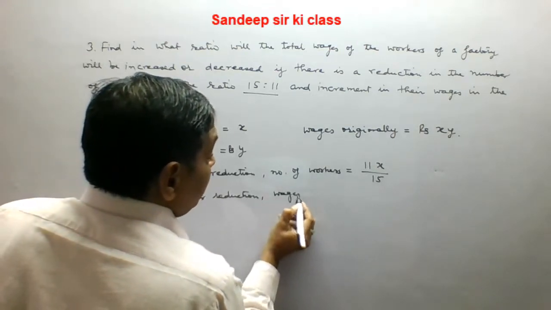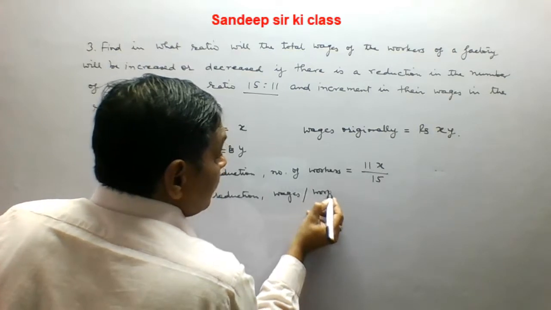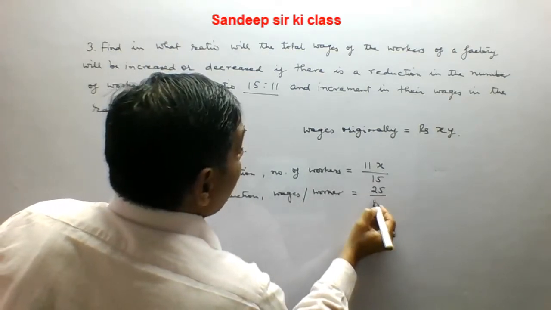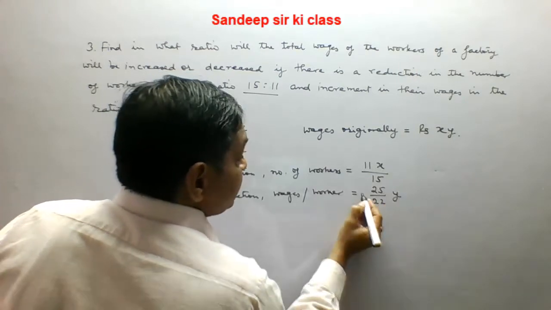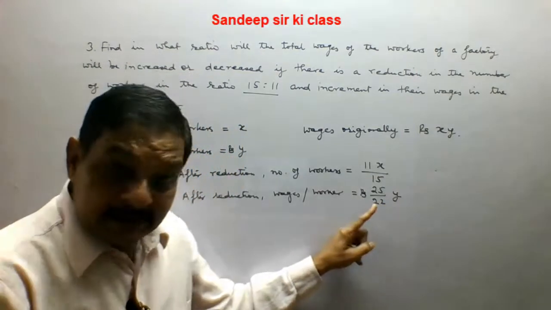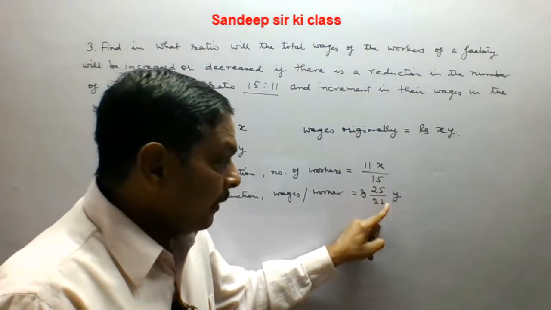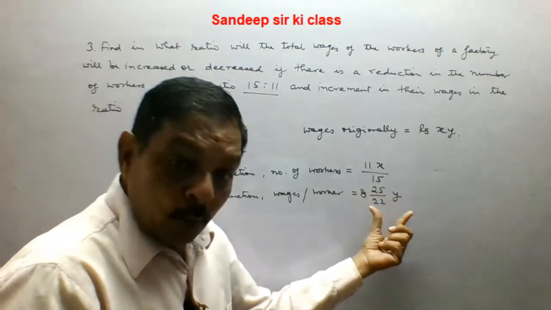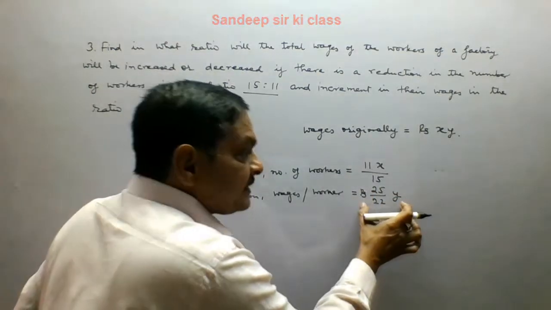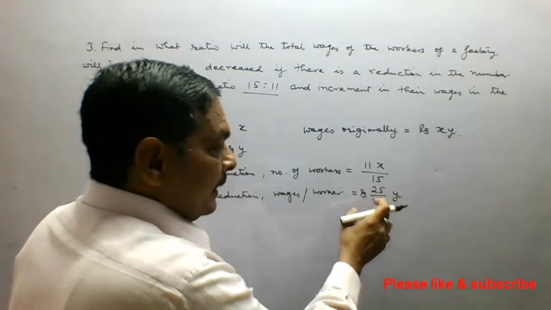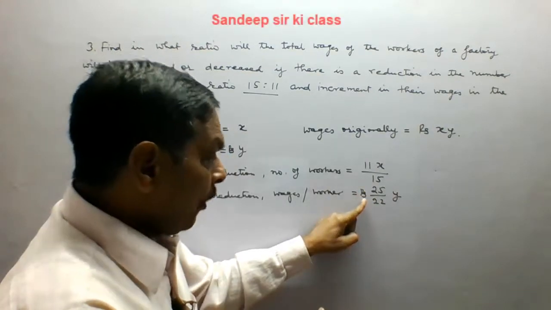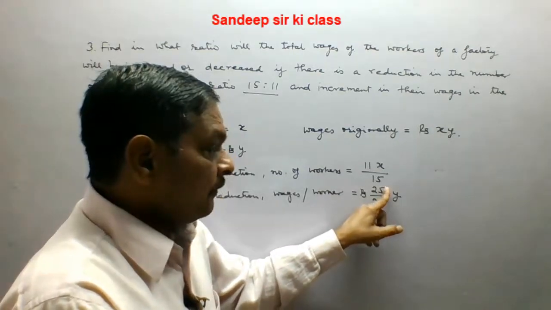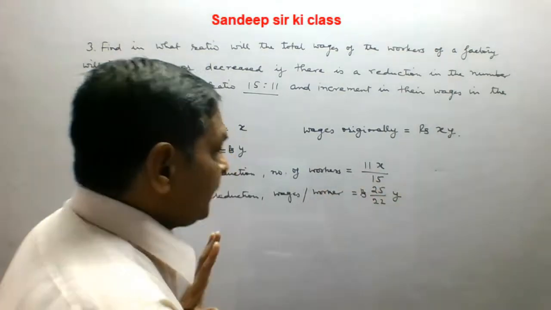And after the increment, wages per worker is equal to 25 upon 22 into y rupees. This is an increased number. 25 upon 22 is multiplied by y. It is more than y. Hence we have obtained that the new wages per worker is 25 upon 22 into y rupees.